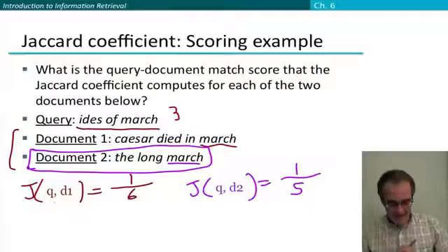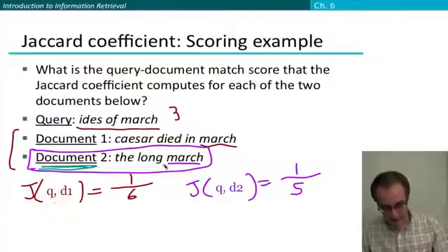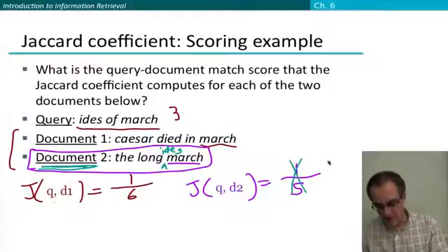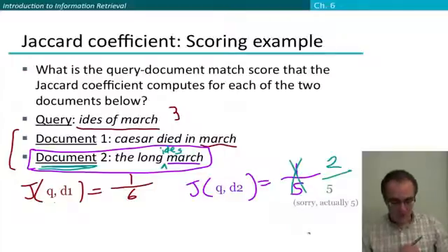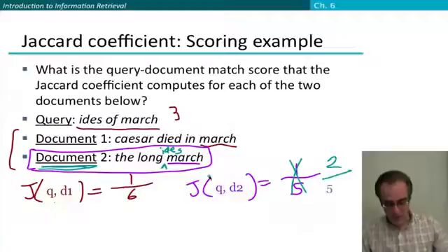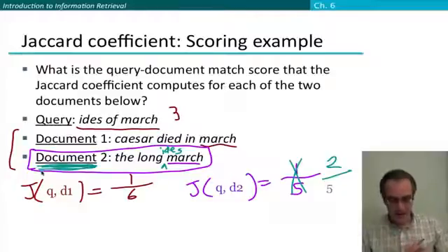Now, of course, that difference may not seem very significant. Essentially, this document is winning here just because it's shorter. But if we imagined a different example where we had the word Ides in the second document, then the Jaccard coefficient for it is now 2 overlapping words over 6. And that maybe makes more sense to you, that you're getting more overlap, so the Jaccard score is higher. But this idea that all else being equal, a shorter document should be preferred is a common one that we'll see again in IR models.